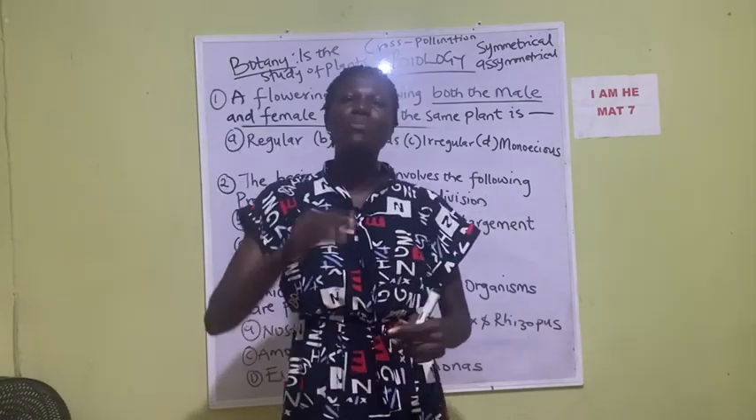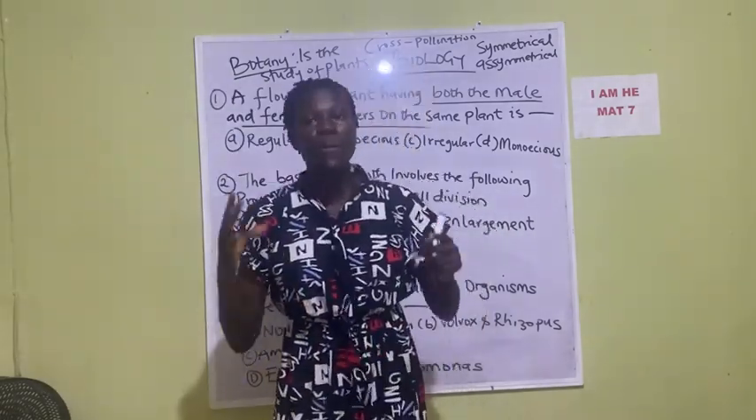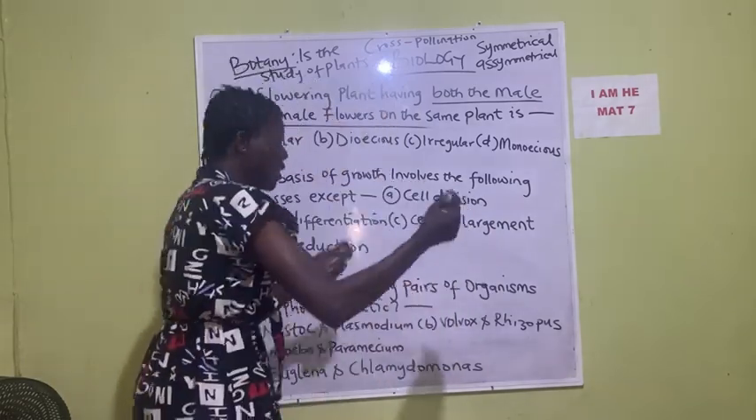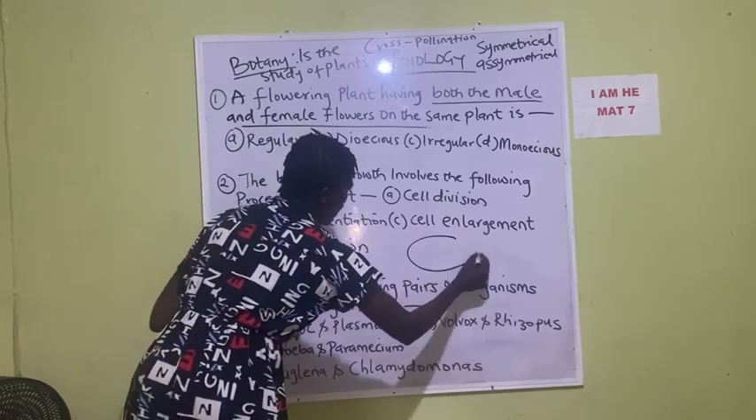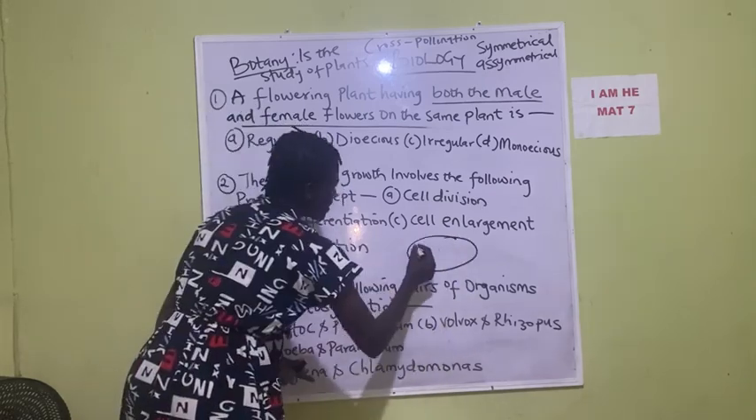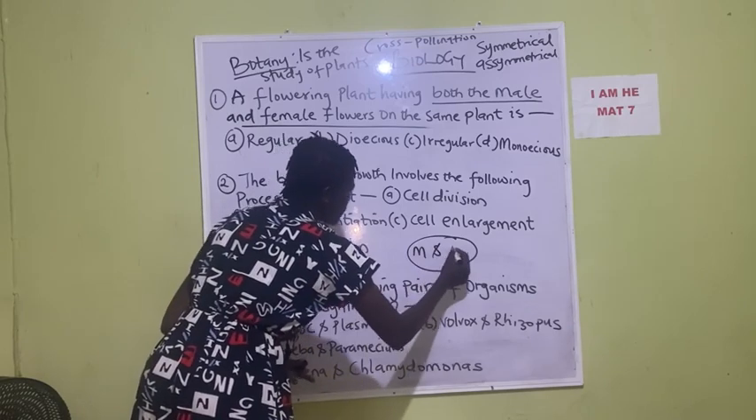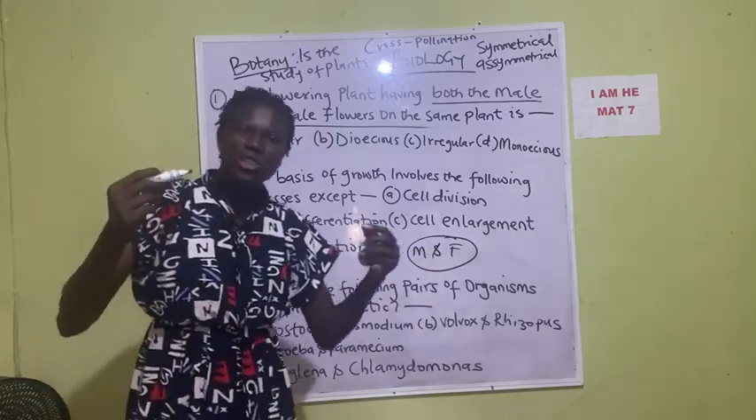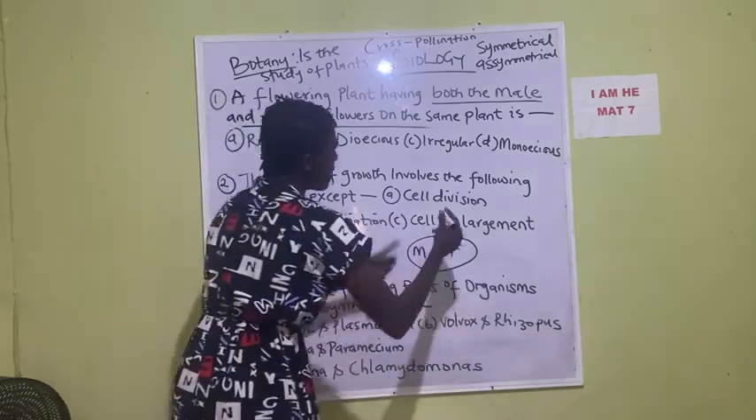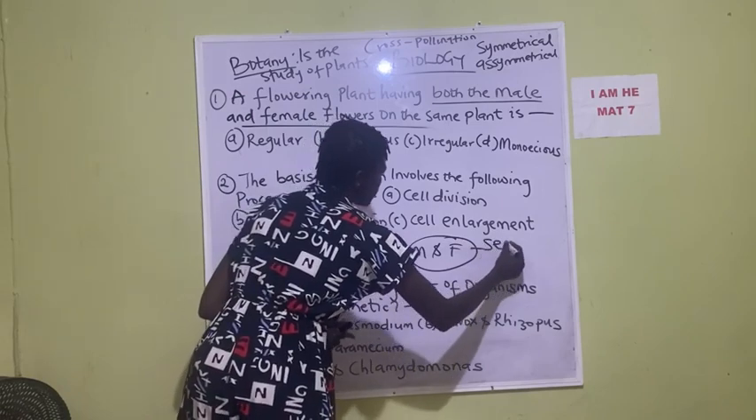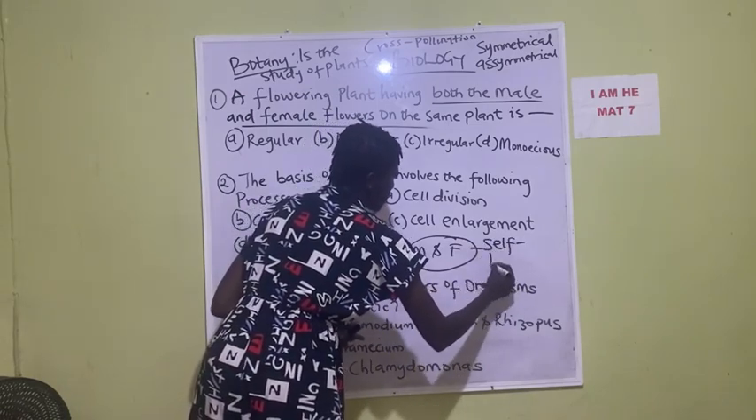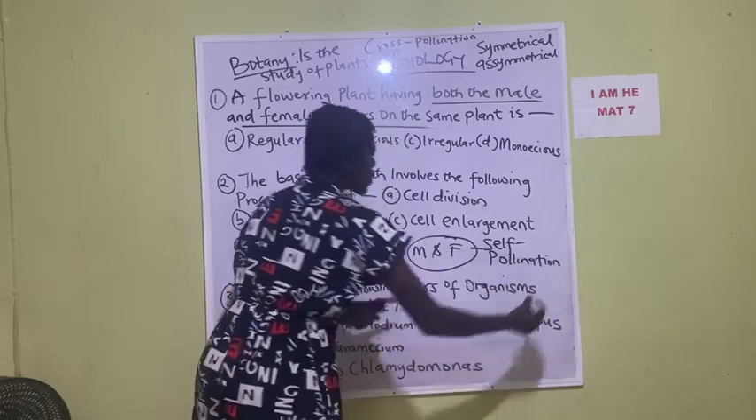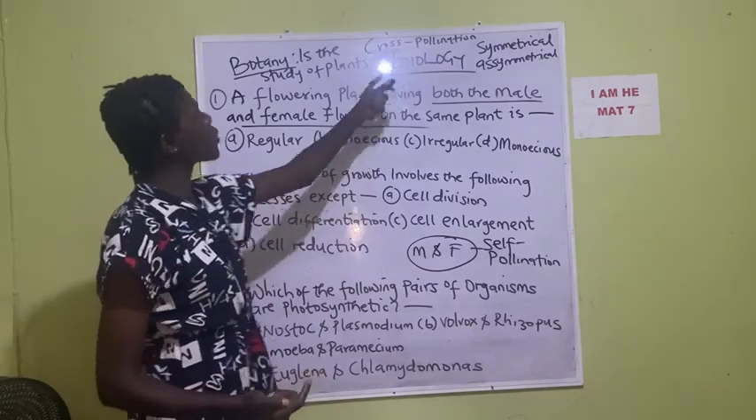A plant having both the male and the female flower on it. For instance, let me just assume this is the flower. Now you're having the male here and also the female here. So it means in this flower, self-pollination can take place. So in the monoecious flower, we have a kind of self-pollination that can occur, whereas in dioecious we have cross-pollination.